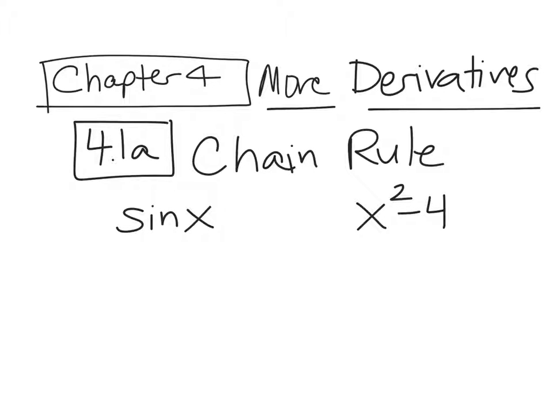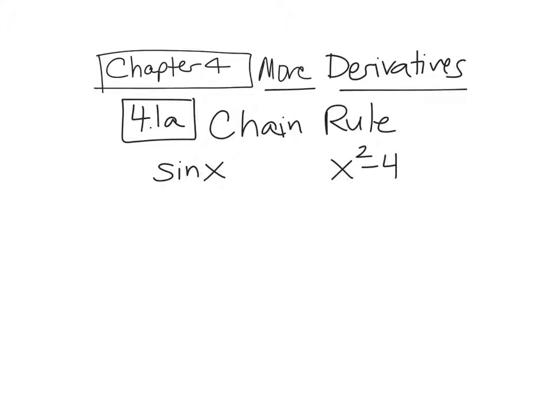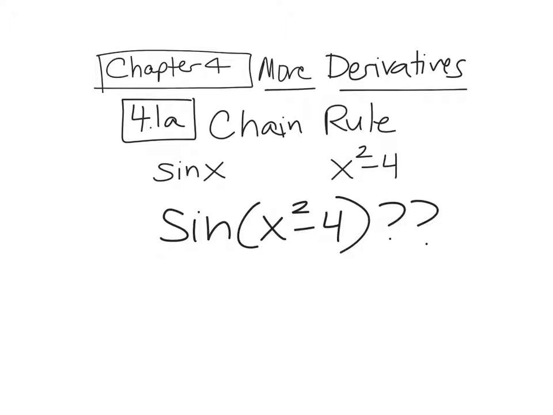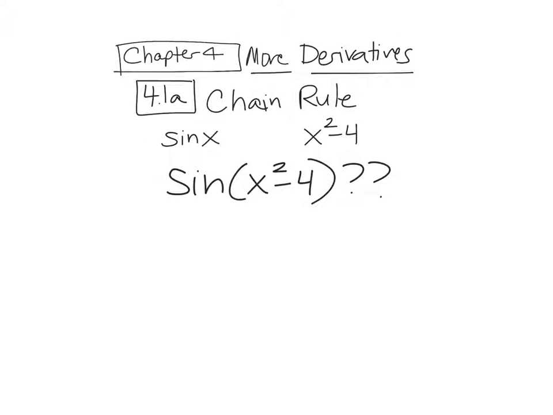Okay? But what happens when we have a composite function? Composition of functions, remember f of g of x, the f circle g? So what happens when we have the sine of x squared minus 4? How do we take the derivative of that? That has two functions in it. You can't just take the derivative. No, there's going to be a rule. I wouldn't even guess it. It's crazy. It's going to be a rule.